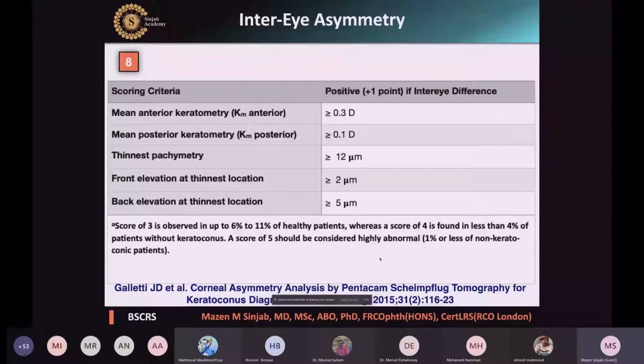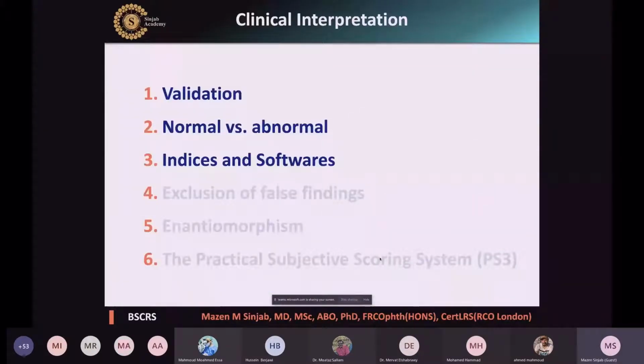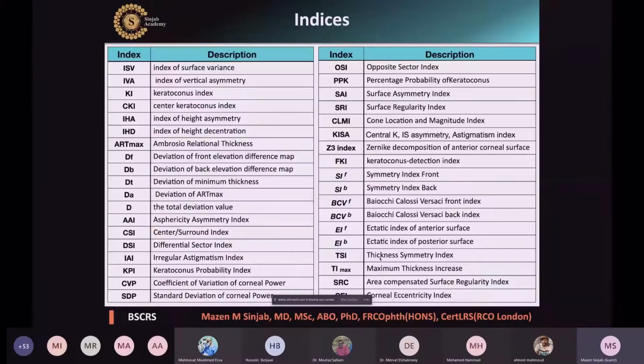Actually, every software or every device has many indices in order to simplify the classification of the cornea. I am totally against this. I'll show you why. Because the indices are objective evaluation, not subjective evaluation. Now, I gathered all indices used in all devices in the market, not only in the Pentacam, and these are the references for these indices.